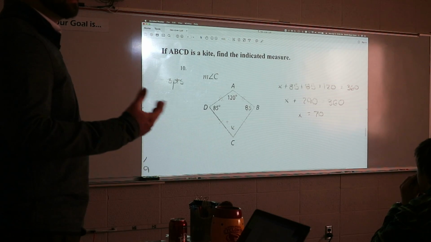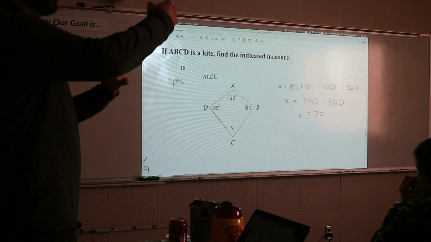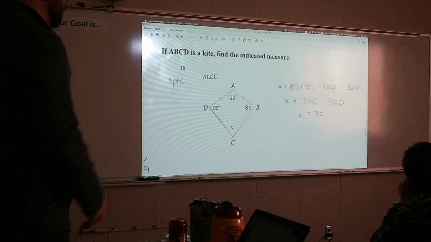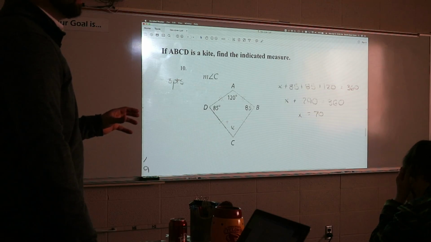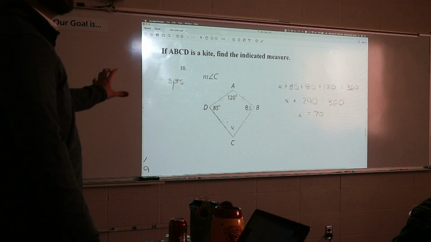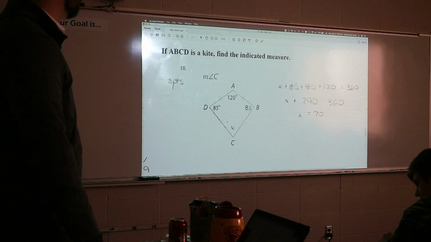The only common mistake that I saw somebody make is they thought they could just transfer both numbers across. Like the 120 goes across, the 85 goes across. That's if it was a parallelogram. Opposite angles are equal. That is not a parallelogram, so the opposite angles don't have to match.